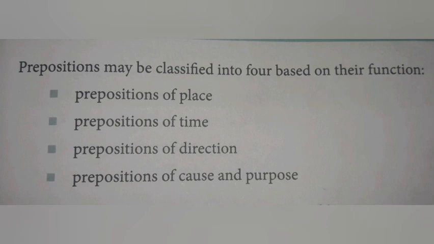Let's look at the definitions. Our first definition is preposition of place. Prepositions of place tell us where something is. Look at one example: there is a fence around the garden. And our next is preposition of time. Prepositions of time tell us when. Look at the example: meet me after 4 o'clock.